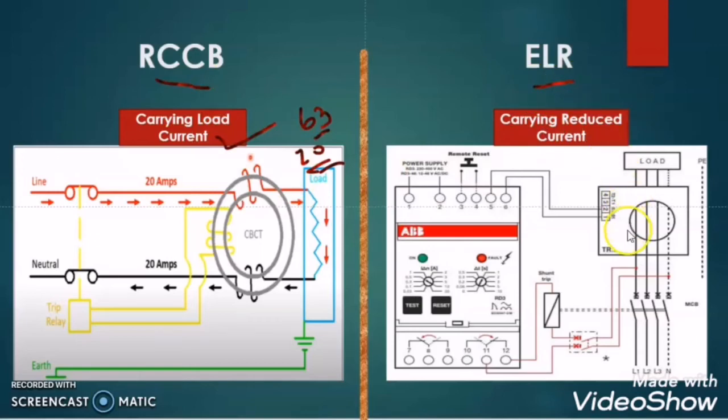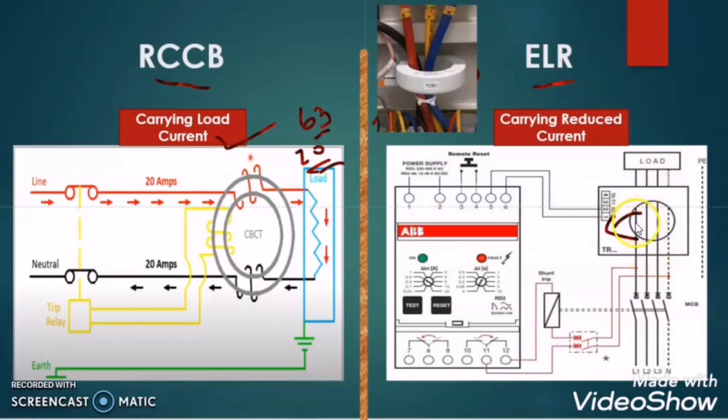But in case of ELR, we will check. This is our load, and this is our conductor which is feeding the load from the supply source. This conductor is passing through the CBCT. There is no physical connection between the cable and the CBCT. So the CBCT is not taking any current which is flowing in the load. CBCT is just sensing the difference between the phase currents and it is giving a signal to the ELR.